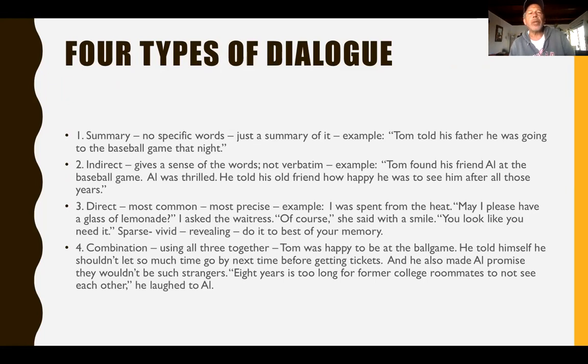Two, indirect dialogue gives a sense of the words, but not verbatim. Example: Tom found his friend Al at the baseball game. Al was thrilled. He told his old friend how happy he was to see him after all those years. So again, we're not quoting people yet, but we're giving an abstract sense of what the conversation is.